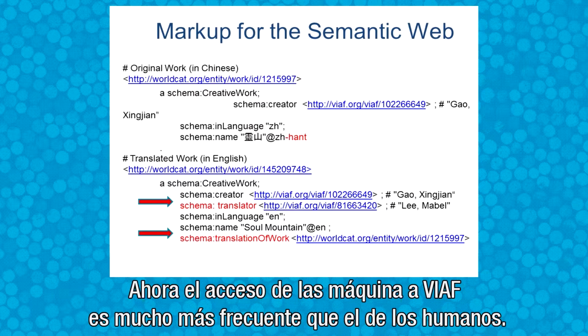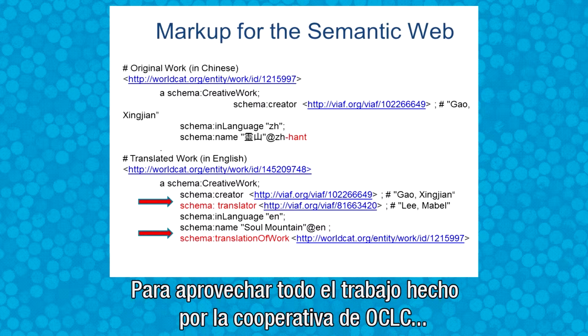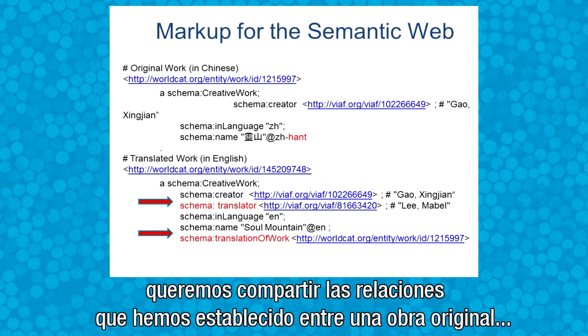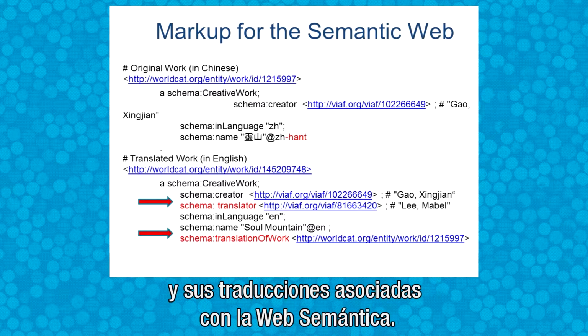Now, machine access to VIAF happens far more frequently than by human beings. To leverage all the work done by the OCLC Cooperative, we want to share the relationships we've established between original works and their associated translations with the semantic web.